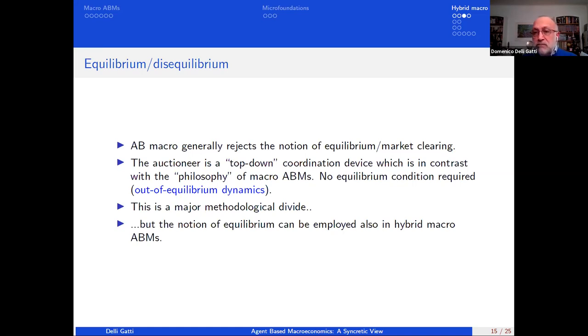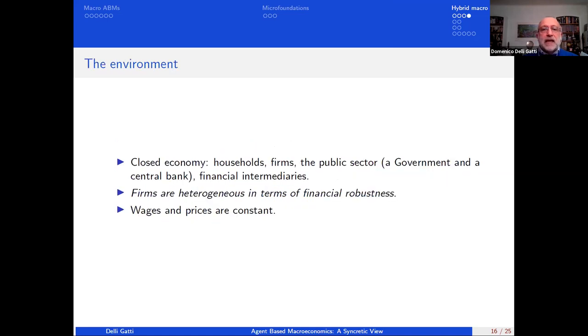Now, most of the agent-based models are indeed concerned with disequilibrium. They do not impose equilibrium of any sort. In this hybrid macro agent-based model, we show that we can use the notion of equilibrium and market clearing also in agent-based models of a hybrid type, of which I will show you just the basics: a closed economy, households, firms, the public sector, and financial intermediaries. Wages and prices are constant, a very simple model that at the end will be a simple IS-LM model, but can be easily extended to different frameworks.